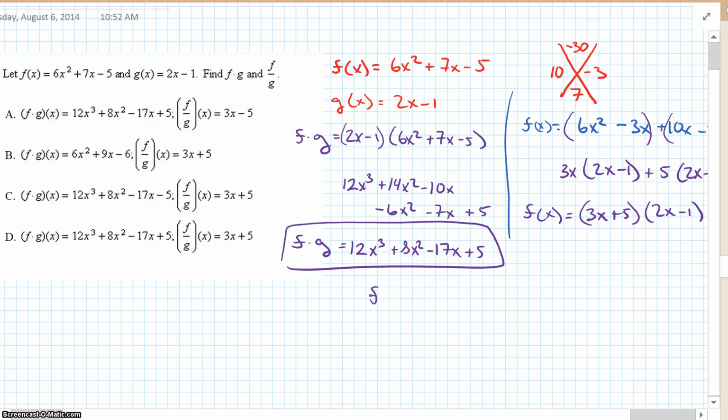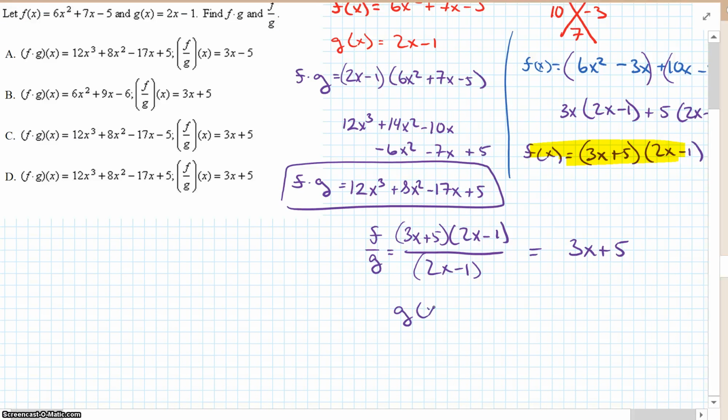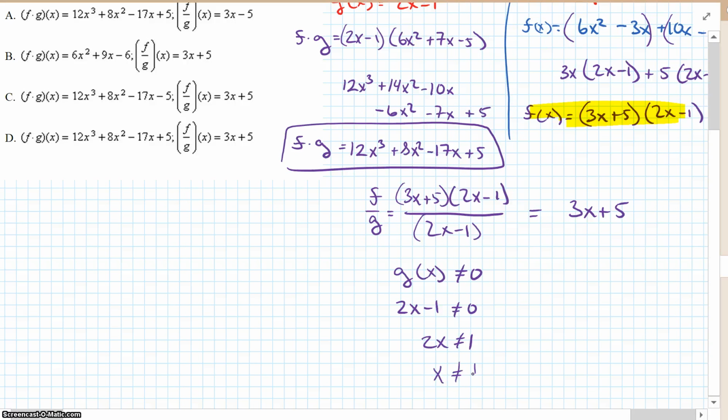So the function of f over g is going to be, now let's use our factored form of f of x. So 3x plus 5 times 2x minus 1 over 2x minus 1. So that's going to simplify to 3x plus 5. But we have restrictions. The g of x cannot equal 0. So 2x minus 1 cannot equal 0. So 2x cannot equal 1. So x cannot equal 1/2.